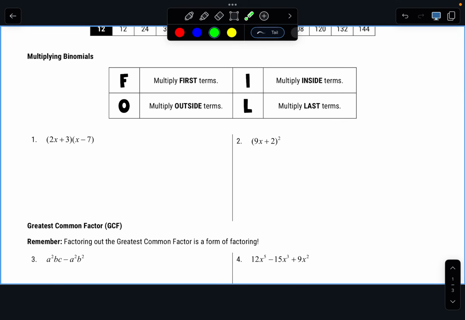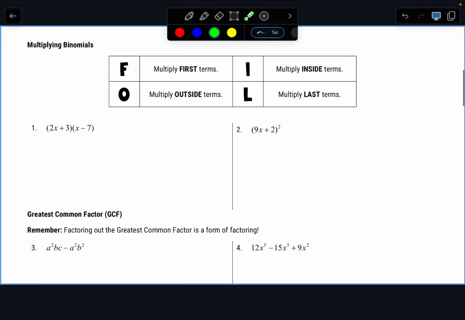Binomials, and we're going to multiply them. We've done this before. We did it on the day where we were doing function operations, where we had to multiply two functions together. So the first thing, I call it FOIL, which is first, outside, inside, last. Again, you may have heard of it as double distribution. You may have heard of it by using the box method. Whatever way works for you.